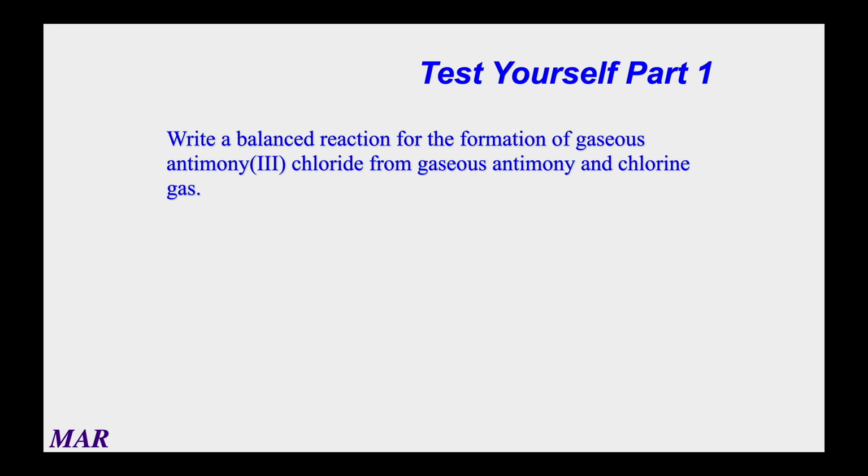What we're going to do here is look at the reaction of how antimony(III) chloride can be made from antimony and chlorine gas. All right. Now, antimony is number 51 on the periodic table. The symbol is Sb. So what we need to do here, if we're going to write a balanced reaction, is figure out what the heck antimony(III) chloride is, antimony and chlorine.